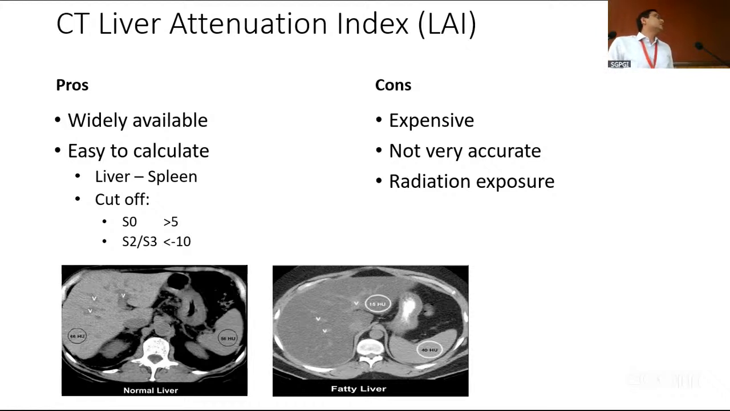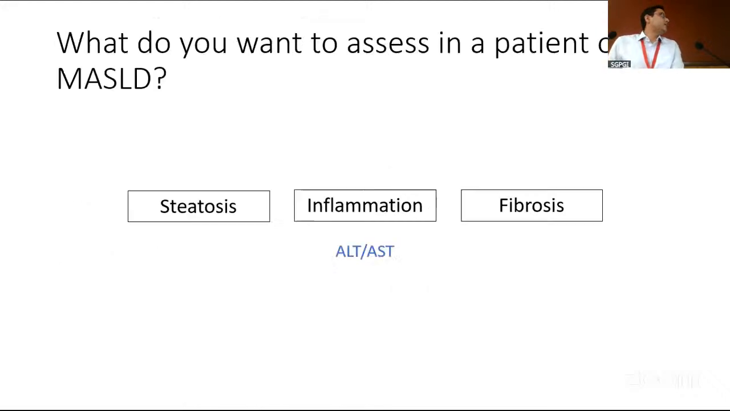So the advantages of the CT liver attenuation index are that it is widely available and easy to calculate, and the disadvantages are that it is expensive, not very accurate, and radiation exposure risk is always there in this patient. However, it is cheaper as compared to MRI PDFF.